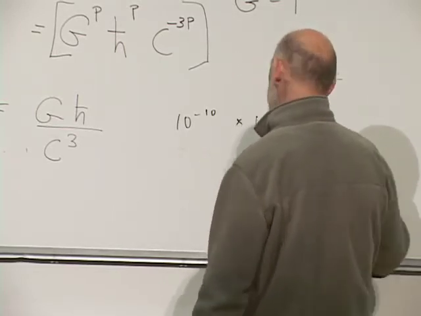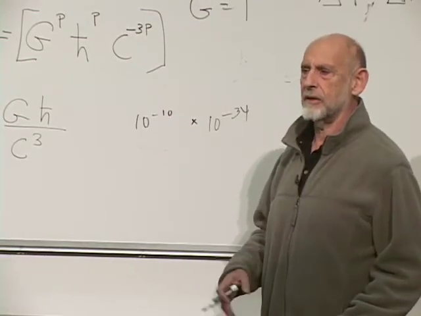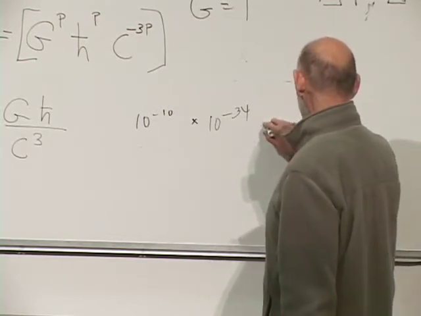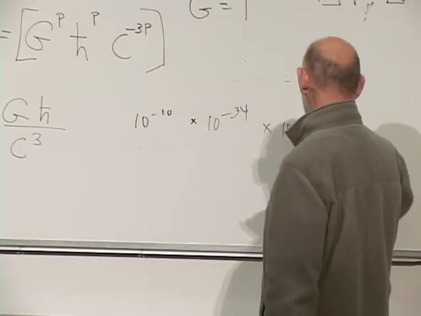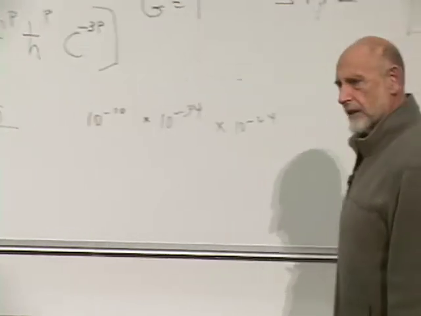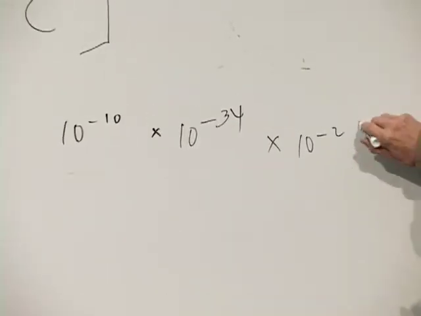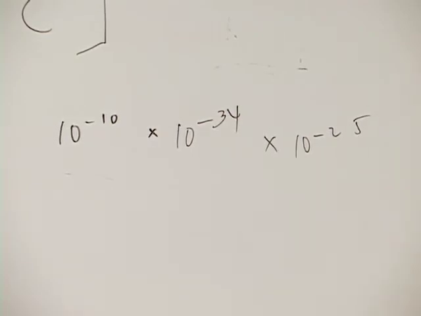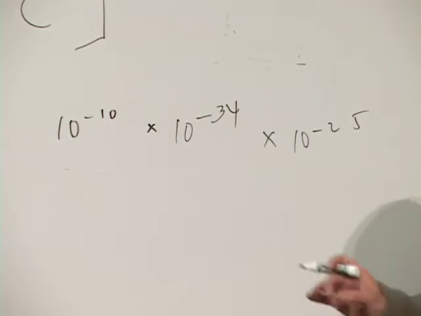And what is C cubed? C is 3 times 10 to the 8th, so 3 times 3, 10 to the 17th. Times 10 to the minus... how big is 10 to the minus 24? I think it's more like 10 to the minus 25. So how many square meters is this? Pretty small, some tiny number.